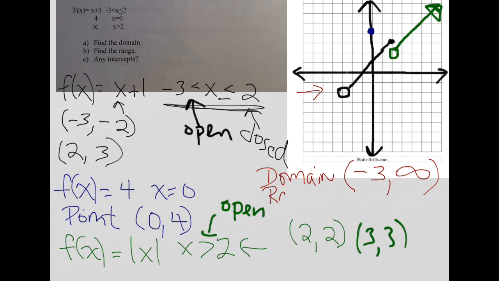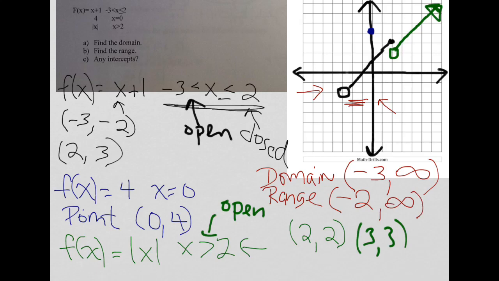My range is my y values. Okay, what's my lowest y value? It looks like it's -2. See right here? So I have a parentheses, -2, and it keeps going up and up and up to infinity.